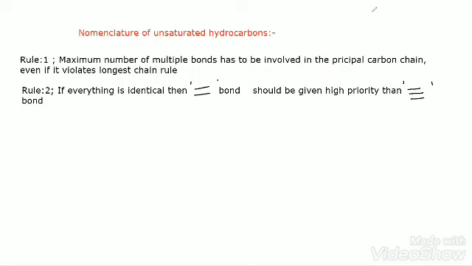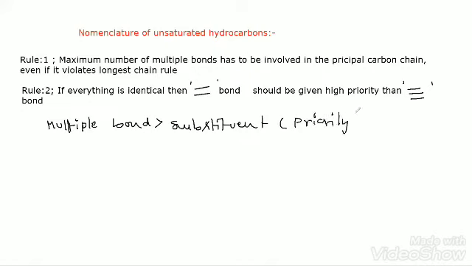Now let me discuss a few examples. While giving priority, the priority should be given to the multiple bond over the substituent. So this is the priority: the priority has to be given to a double bond or a triple bond, which is called a multiple bond. Now we'll see a few examples.